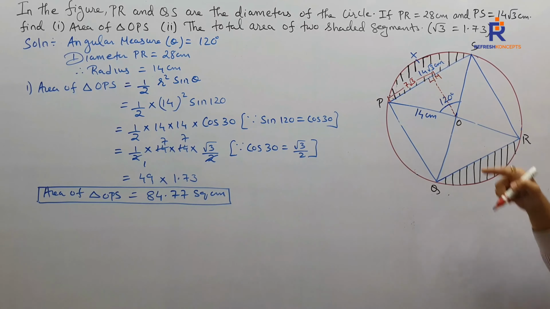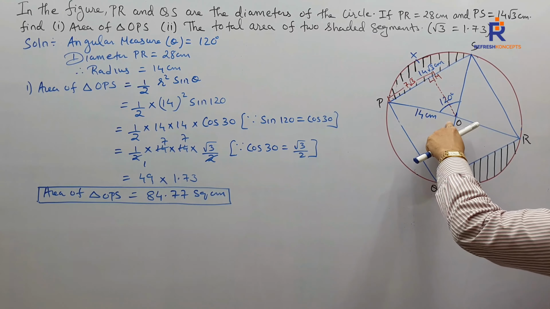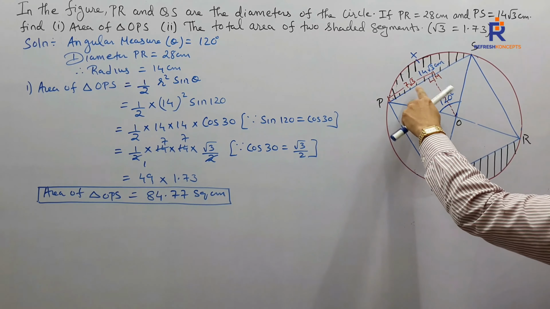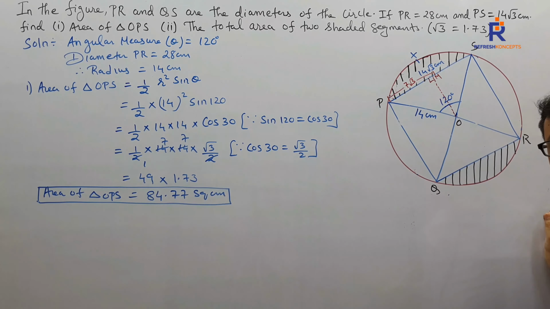From here to here, it is 7 root 3. That is PM is 7 root 3. OP, known to me, is 14. PM we just now got as 7 root 3. Can't we apply Pythagoras to get OM?